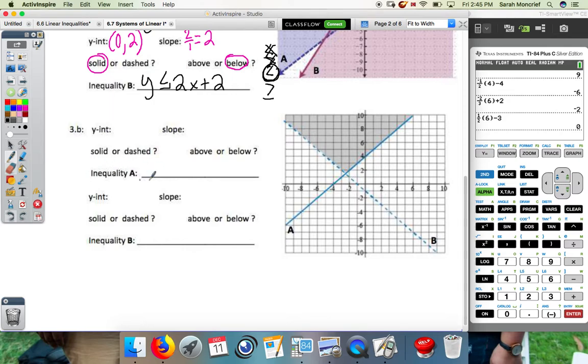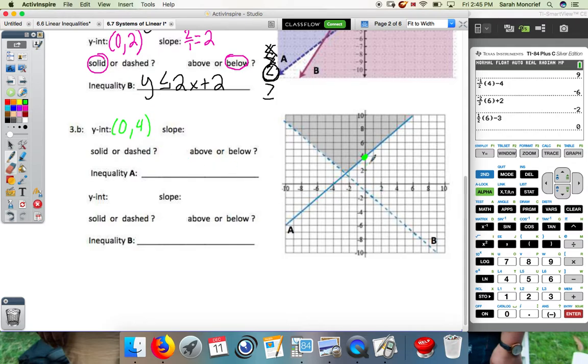So, starting with inequality A, that means this one, A. Let's check my y-intercept on that line. I'm going to do this one in green. Where do we cross the y-axis? All right, here it is at 4. So, what is my y-intercept? 0, 4. Now let's find the slope.